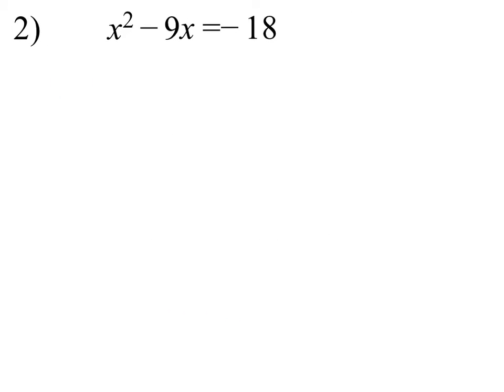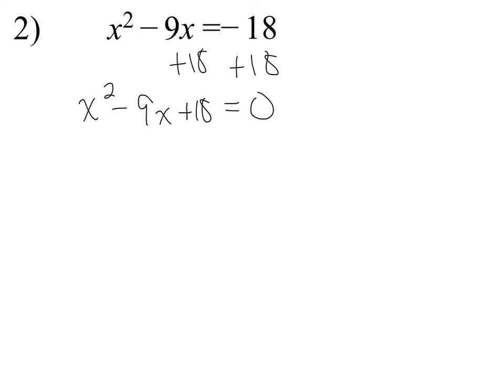So let's look at this one. X squared minus 9x equals negative 18. The first thing I'm going to, of course, do is add 18 to both sides because I have to get that 0 by itself. So this will be x squared minus 9x plus 18, and I just wrote it in descending order, equals 0. So now I've got everything on one side. I hope it factors, because that's really the way we're doing these.